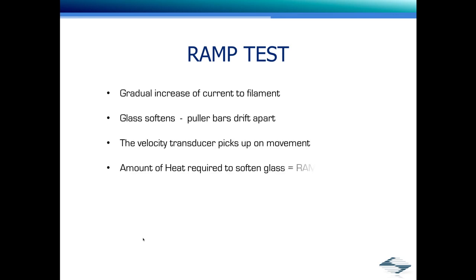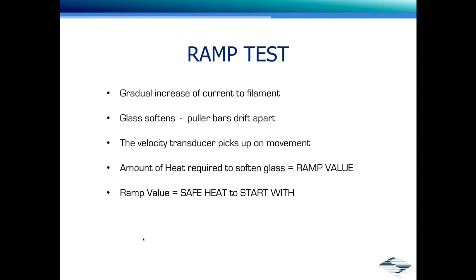There's a velocity transducer inside that picks up on that movement. And this gives this amount of heat that's required to soften the glass, which is your ramp value, and that's displayed on the front panel on the display. And this is a safe heat to start with. It's also a really good stable heat to start with.